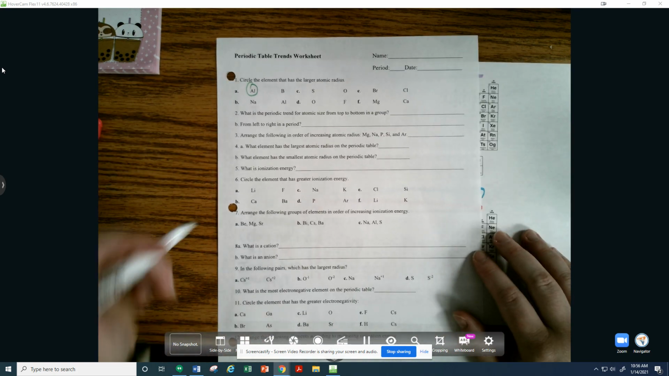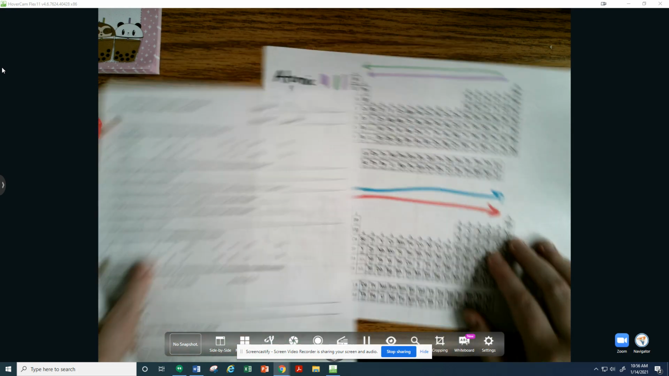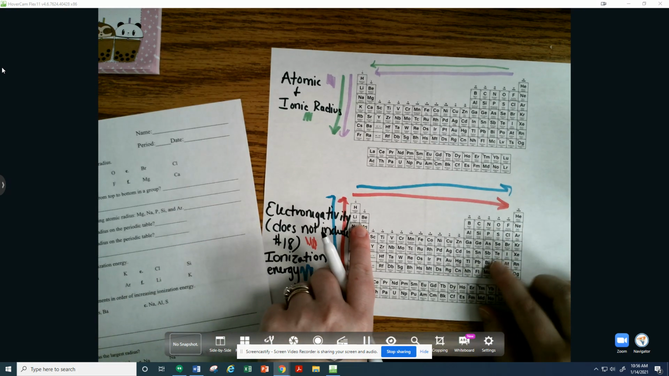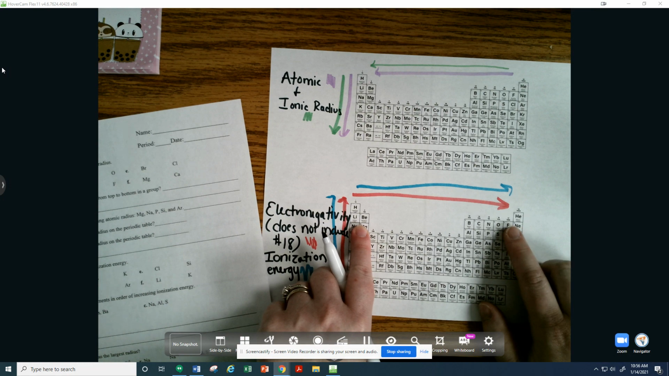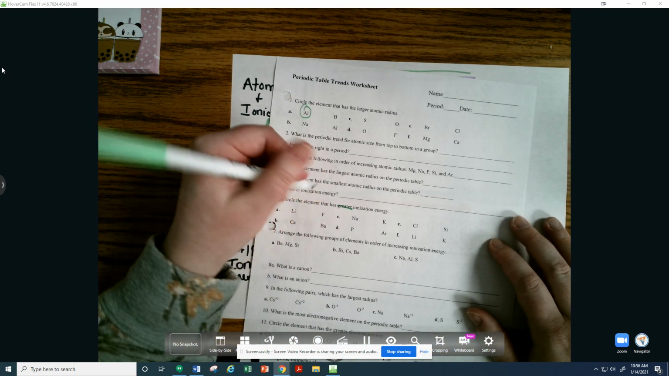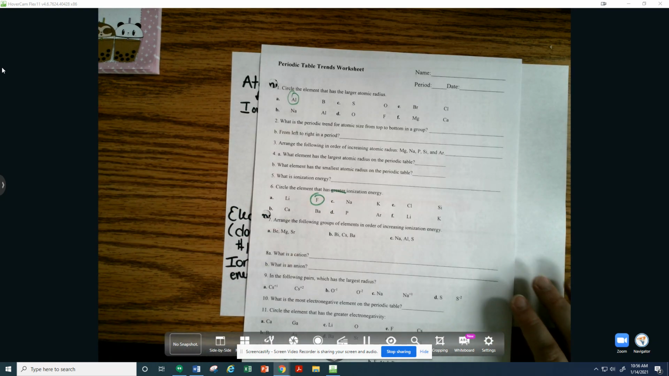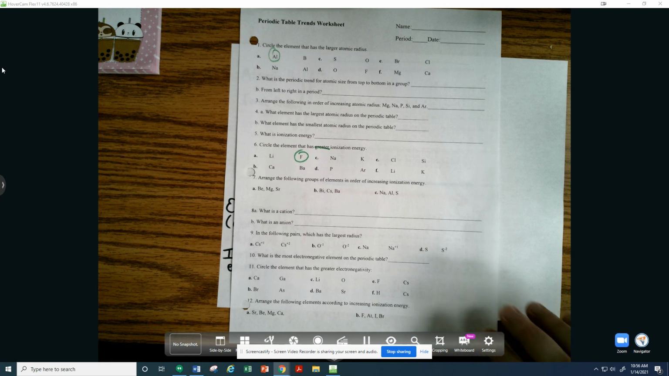Then here, it's asking which one has a greater ionization energy, lithium or fluorine. So when we look here, here's lithium, here's fluorine. Fluorine is desperately going to not want to give away an electron compared to lithium, so fluorine is going to be greater. So that's what you're looking at here with the trends assignment.